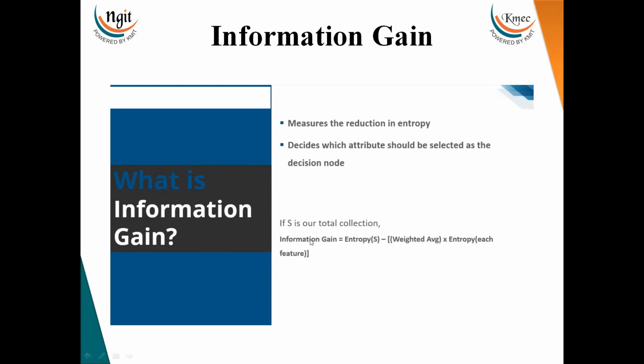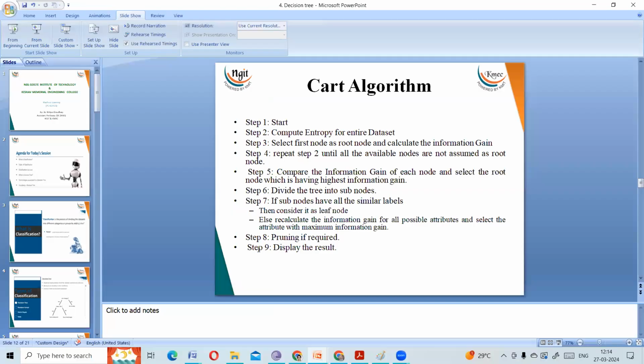If I want to calculate the highest information gain of any attribute, or to know which attribute should become a root node or a parent node, then I should calculate the information gain. To calculate it, I should know the entropy of the whole class minus the weighted average multiplied by the entropy of every feature which is present. In the next class, we'll discuss an example so that you can easily understand how a decision tree works. This is all about the theoretical concept of decision tree. Next class we'll discuss it practically and mathematically.